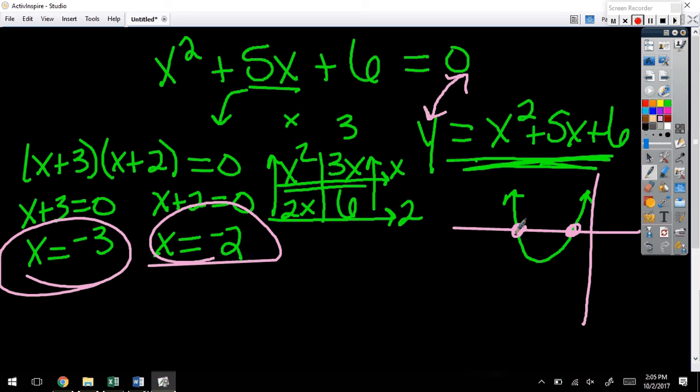Does that make sense to you? Because I plugged in 0 for y and solved. Just like with a line, it's the same concept, only now I'm talking about a quadratic. But it's still the same thing.